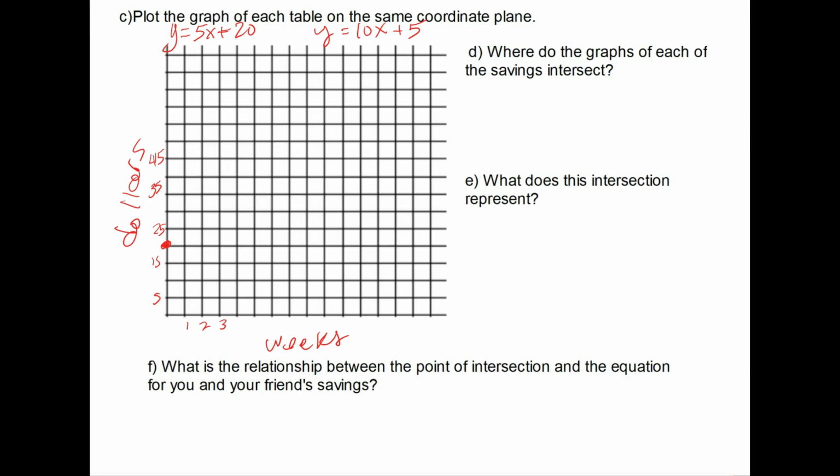5 over 1 is here. 5 over 1 is here. 5 over 1 is here. 5 over 1. That's where that's at. All right, pick another color for the other line. Well, let's draw the line. So we get the line in here. Right, we get the point.